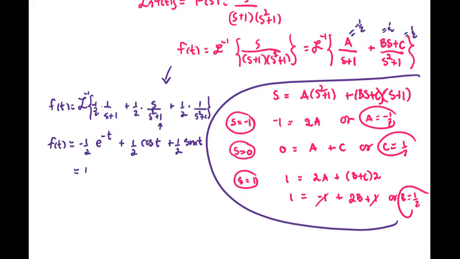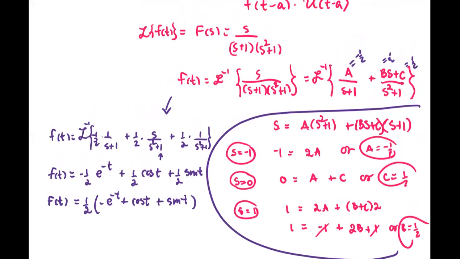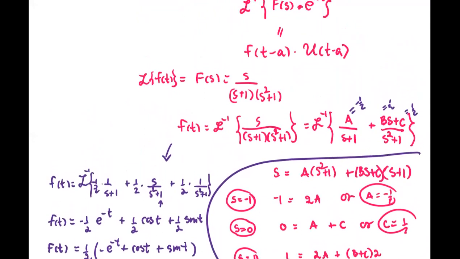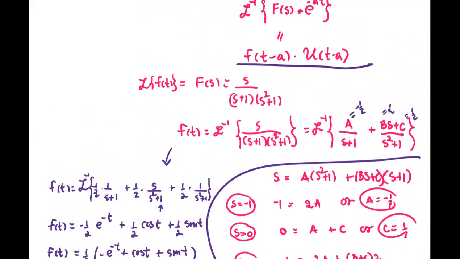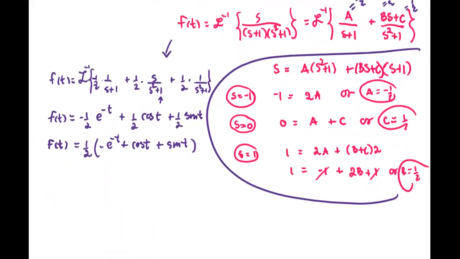And we write it in the simplified form, factor out 1/2, then we get negative e to the negative t plus cosine t plus sine t as a function f of t. Back to the problem, before we get lost, we're going to need the function at t minus a. So we're going to use a translation from t to t minus a, which is t minus pi.